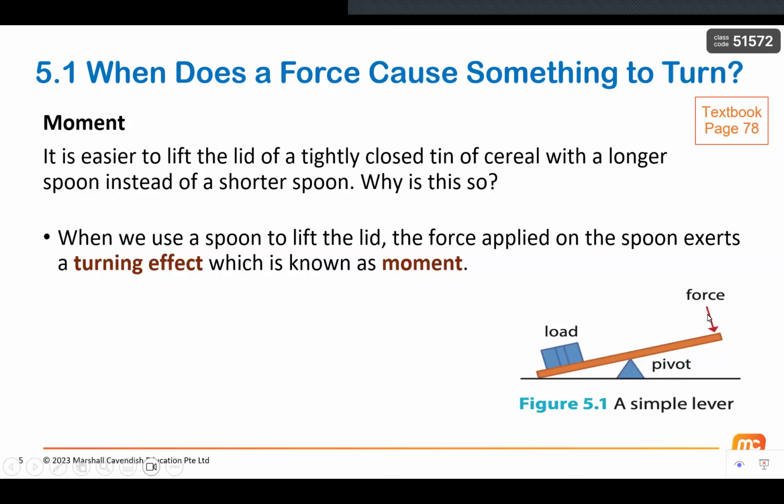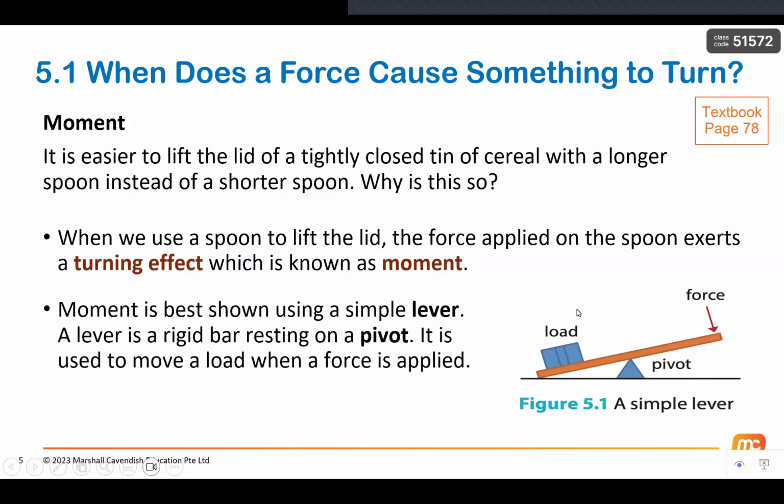This turning effect is the one that causes your lid tin, which is the load over here, to move up and open the lid or open the tin. Okay, so when you exert a downward force, this whole spoon rotates or turns about the pivot and causes the load to move up. That's why we call it a turning effect or rotating effect. So this rotating effect is called moments.